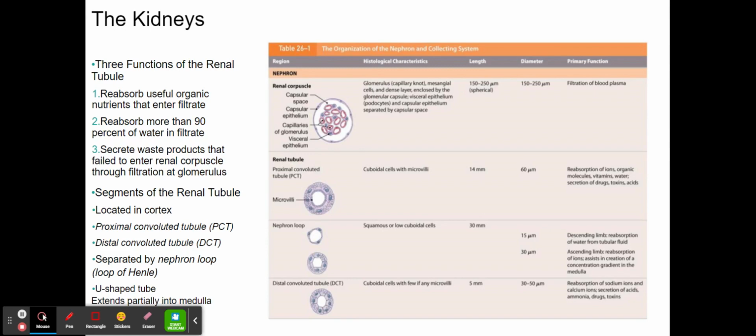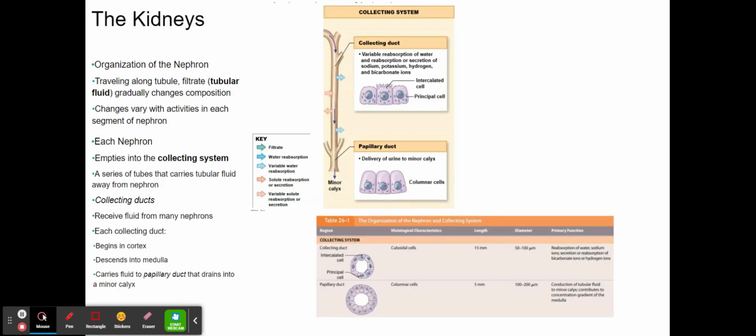The renal tubule has 2 convoluted, which means coiled or twisted, segments: the proximal convoluted tubule, or the PCT, and the distal convoluted tubule, or the DCT. They are separated by a simple U-shaped tube, or the nephron loop, also called the loop of Henle. The convoluted segments lie in the cortex of the kidney, and the nephron loop dips at least partially into the medulla. The regions of the nephron vary by structure and function.